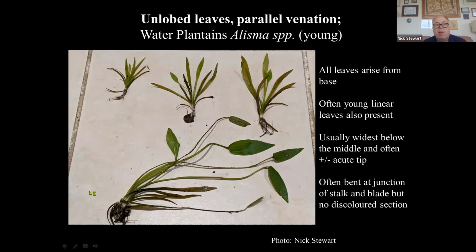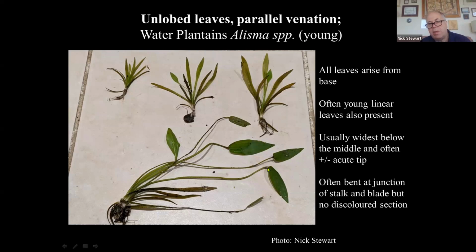Now, most of the rest in this group are water plantains or species that are quite closely related to the water plantains. And they all go through a transitional phase. So they start off as little narrow-leaved rosettes. And as they get older, they start to produce an expanded leaf. And when those reach the surface, they just float on the water surface. So you could again possibly pass over this as a common pondweed, but again, all the leaves arise from the base.